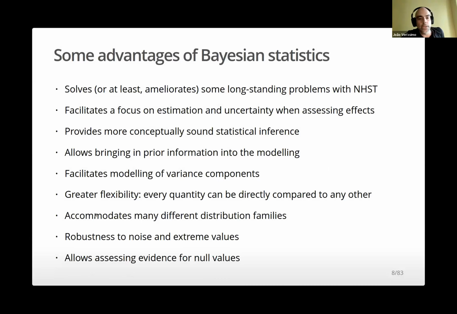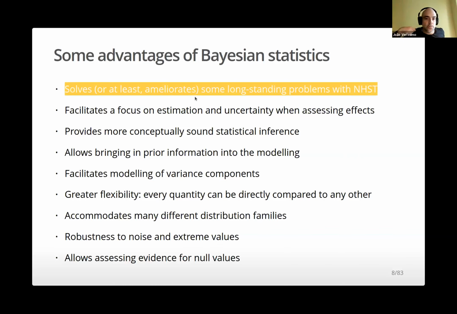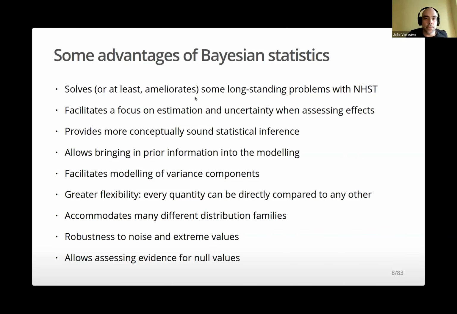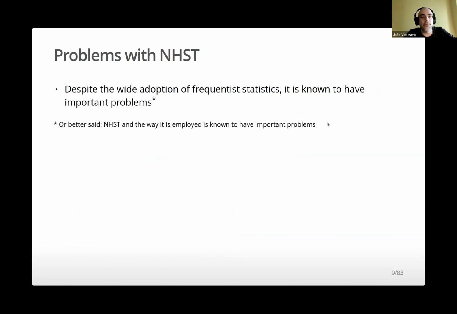Here is a list, certainly not exhaustive, but already quite long, of some of the advantages that I find in Bayesian statistics. I'll just go through them throughout the session, so we won't go through all of them now, but I'd like to focus right now on the very first one, which is that Bayesian statistics allows us to solve or at least ameliorate some long-standing problems with null hypothesis significance testing. And in particular, precisely because we can focus on estimation and uncertainty when assessing effects.